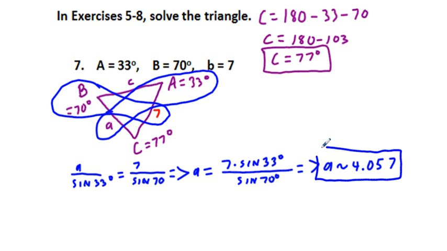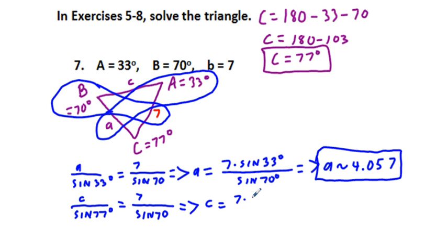Okay, just to finish solving for all sides, we have side b, side a, we need side c. So side c is to the sine of 77 degrees as side b, which is 7, is to the sine of 70 degrees. Now, if we've done this right, side c should be our largest, since side c is opposite our largest angle. So side c is equal to 7 times the sine of 77 degrees over the sine of 70 degrees.